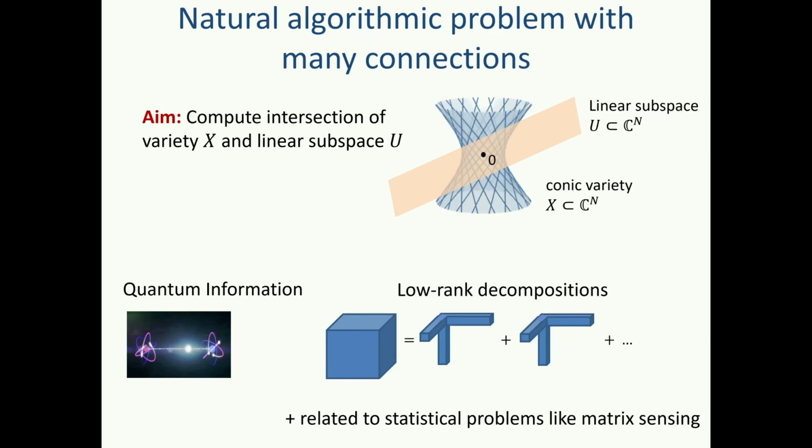I think it's a very natural algorithmic problem. It has connections to quantum information, and we'll see that it has nice connections to low rank decompositions. It is also reminiscent of problems like matrix sensing and tensor sensing, because they do correspond to linear measurements of your object of interest. Good. I'll go into more of these motivating examples later, but let me talk a little bit about the algorithmic question.